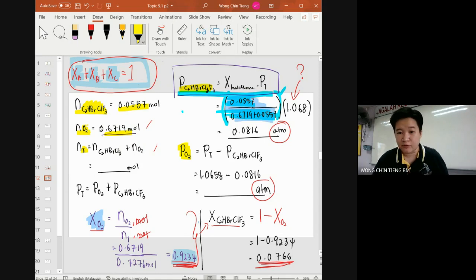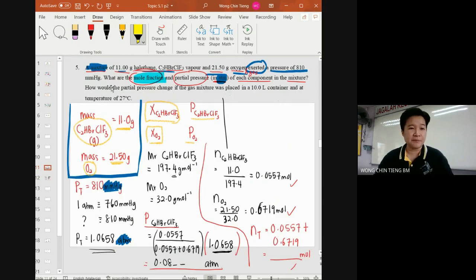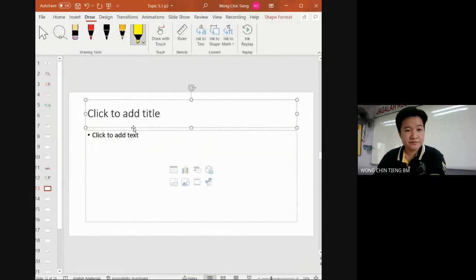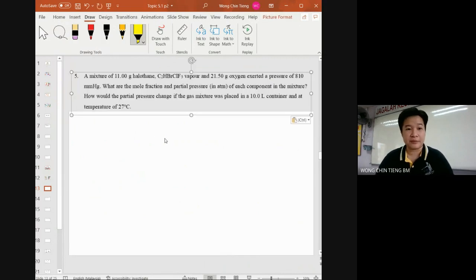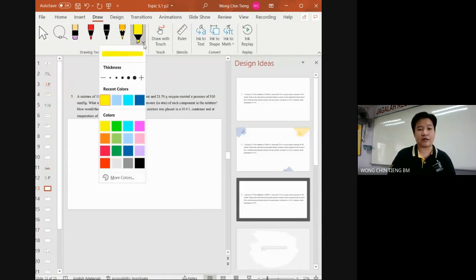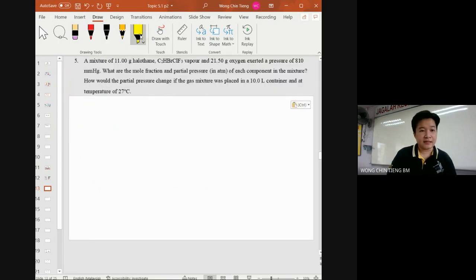Simple question. Okay? And the question is not finished yet. Saya ada another part of the question. Let's see. Only halfway. Sebab saya cakap kan, soalan ni semua soalan exam. So, soalan exam tak adalah soalan pendek-pendek. Okay, another part of the question over there is blah, blah, blah. How would the partial pressure change if the gas mixture was placed in 10-liter container and at the temperature of 27 degrees Celsius?